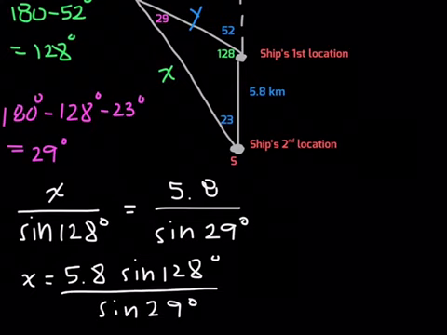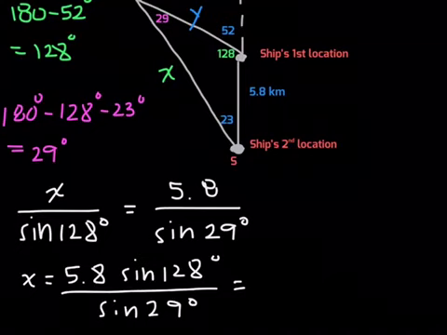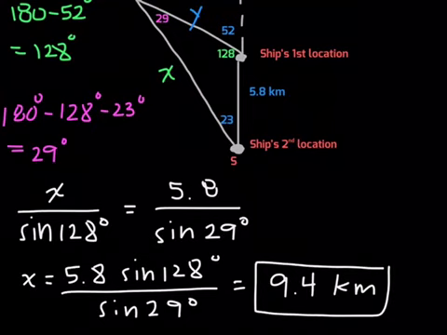Of course, punch all this into your calculator, and since you have 2 significant digits, that's how many significant digits you want here. And you're going to find that the distance from the ship's second location to the lighthouse is 9.4 kilometers. Okay, so there's one answer. That's the distance there for x. Let's do the same thing for y now.